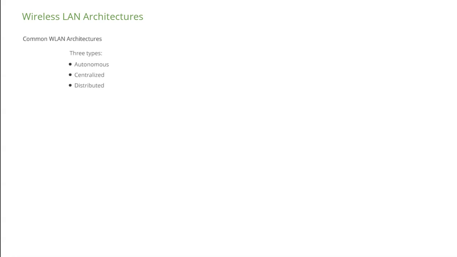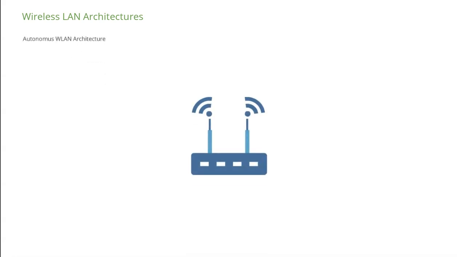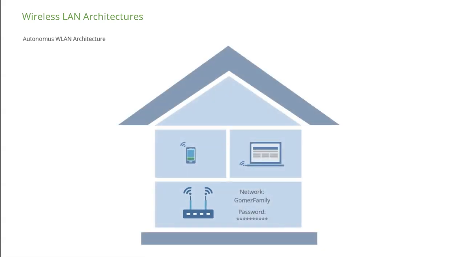Let's take a look at three common wireless LAN architectures: the autonomous architecture, the centralized architecture, and the distributed architecture. The first type of WLAN architecture, autonomous architecture, is known as FAT access point or FAT-AP architecture, where all functionality is coded into every access point or wireless termination point. Home networks today often make use of the autonomous architecture in the form of a single FAT access point.